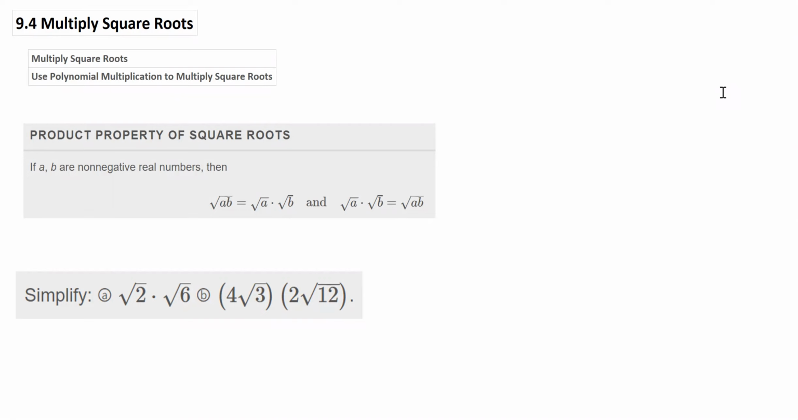And so we're looking at the properties to help us do that. We will not be looking at division of square roots. And so we kind of stick to this.